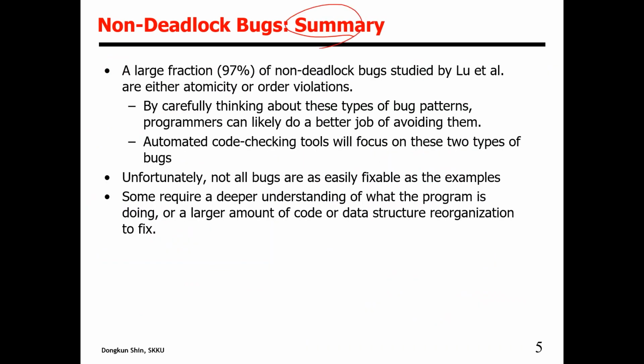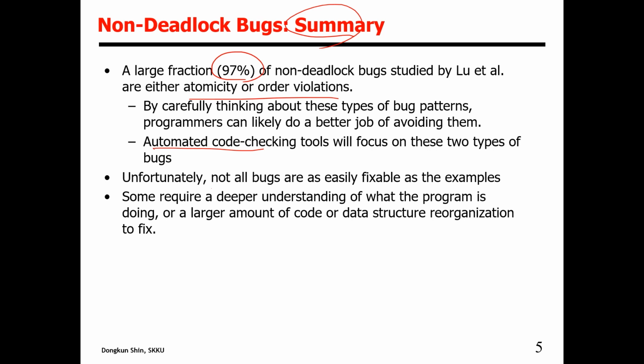In summary, a large fraction, 70 to 90 percent, of non-deadlock bugs found by Lu are either atomicity or order violations. By carefully thinking about these types of patterns, programmers can likely do a better job of avoiding them. Moreover, as more automated code checking tools develop, they should likely focus on these two types of bugs, as they constitute such a large fraction of non-deadlock bugs found in deployment.